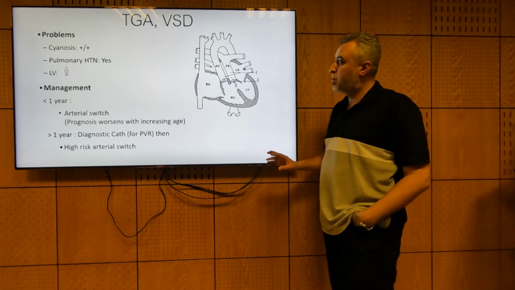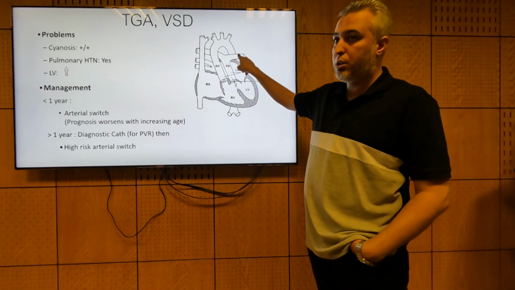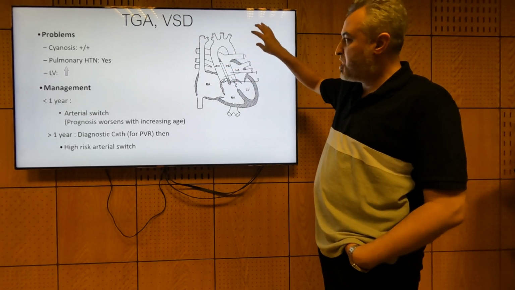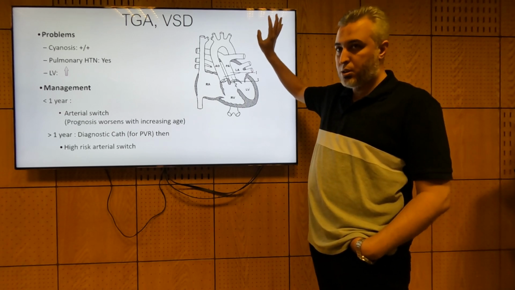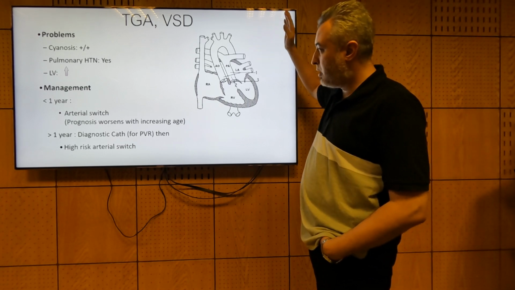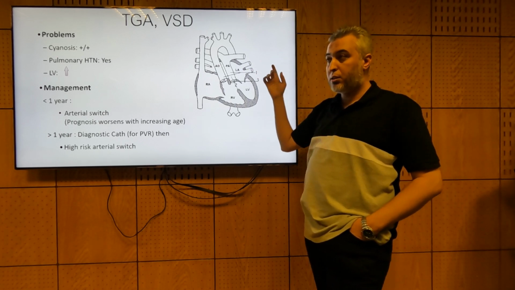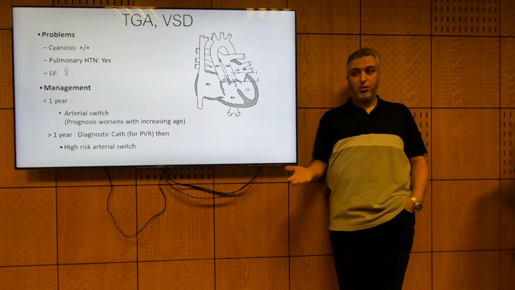So now this LV is pumping blood against the pulmonary artery, and this patient has developed irreversible increase in pulmonary vascular resistance. So the pulmonary vascular resistance is very high, and now the shunt starts reversing, and the absolute amount of pulmonary blood flow starts to decrease.